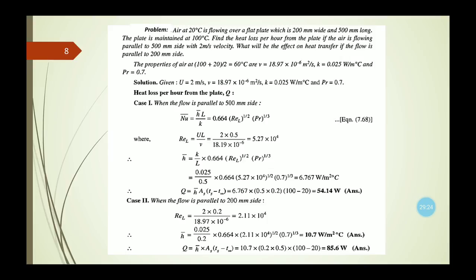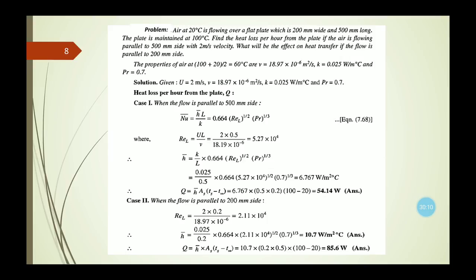Now for the second case, we use the same procedure, but in this case the value of L will be 200 millimeter. In the earlier case it was 500 millimeter; now for the second case it is 200 millimeter. With L equal to 200 millimeter, the Reynolds number equals 2.11 into 10 to the power 4. That means it is within the range of the laminar boundary layer. So h can be calculated using the same procedure, k by L multiplied by 0.664 Reynolds number to the power half and Prandtl number to the power 1/3, which equals 10.7 watt per meter square degree centigrade.